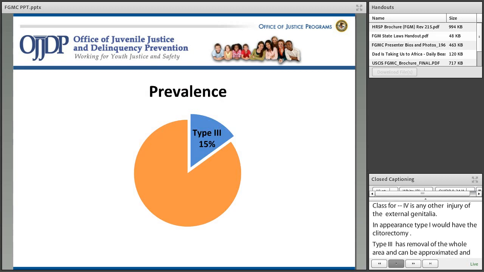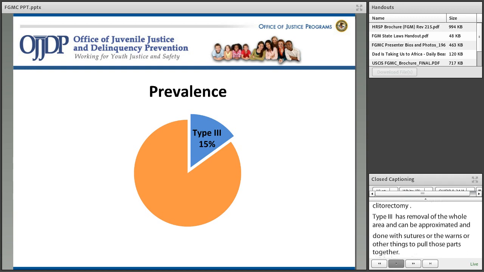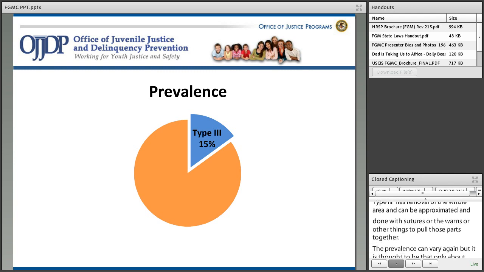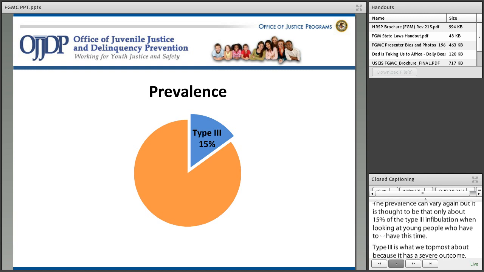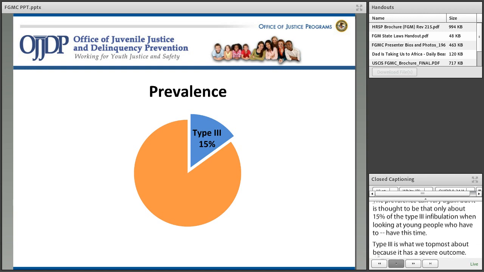The prevalence can vary again, but it's thought that only about 15% are the type 3 infibulation when we're looking at young people who have had this done. Type 3 is often what we talk the most about because it has the severe outcomes. In my population, in general, I see type 1, type 2, and type 4, and I have not seen a lot of type 3.